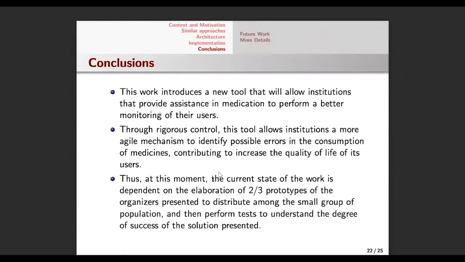So, last section, conclusions. This work introduces a new tool that will allow institutions that provide assistance in medication to perform a better monitoring of their users. Through rigorous control, these tools allow institutions a more agile mechanism to identify possible errors in the consumption of the medicine, contributing to increasing the quality of life of their users. Thus, at this moment, the current state of the work depends on the elaboration of 2 or 3 prototypes of the organizer to distribute among a small group of the population, and then perform tests to understand the degree of success of the solution.